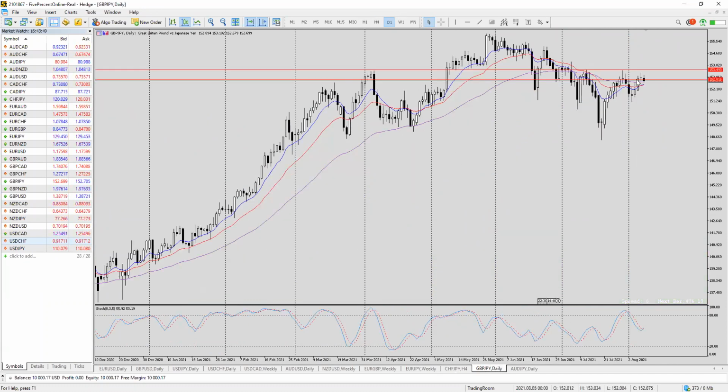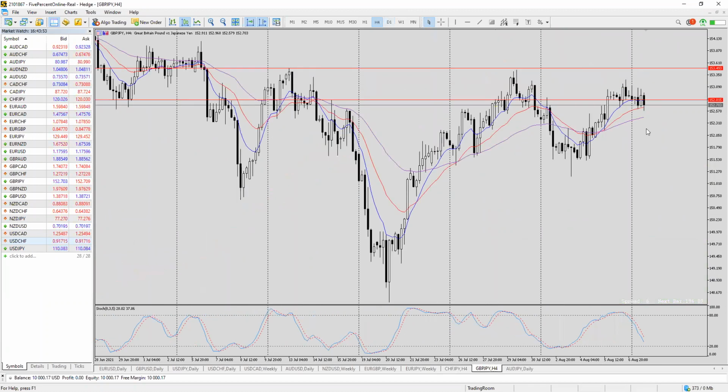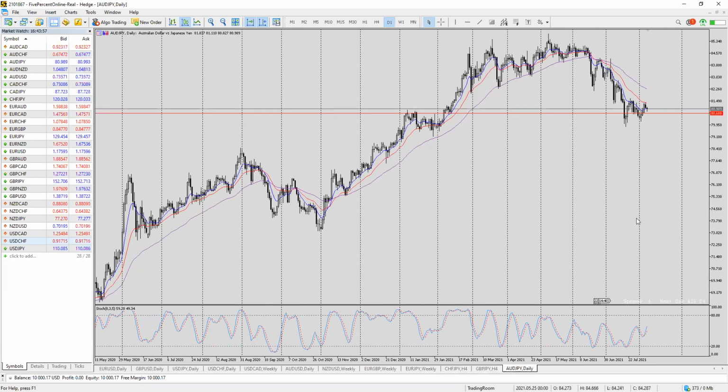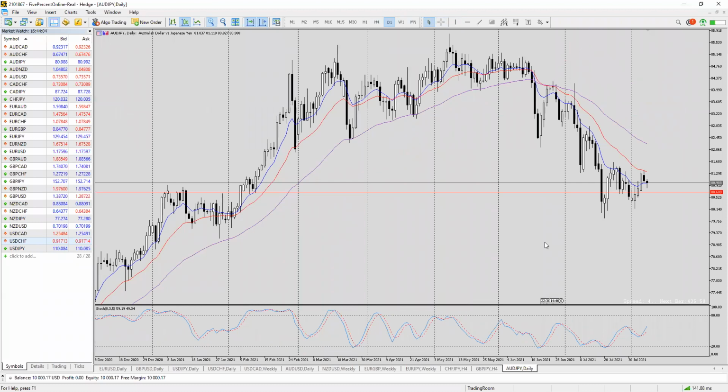Pound yen, I've already said, not a very clear trend at the moment, so I would wait. Same for Aussie dollar, which looks like it's forming maybe a pennant. And pound Aussie, we'll look in a minute. Just a sec. Okay, so this is the Aussie yen.